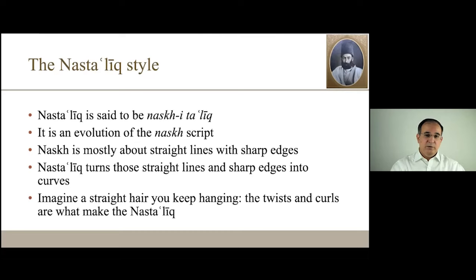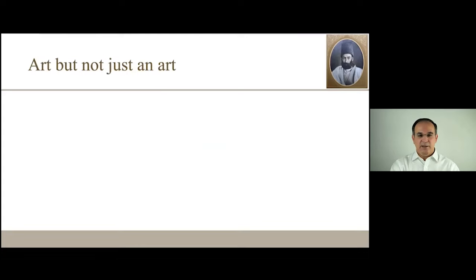Now, when we say Naskh Ta'liq, I've got to translate this for you. Ta'liq itself means being in suspension, hanging. So if you want to have an idea of how this looks, you can imagine a straight hair. Just hold the hair in your hand and keep it hanging. And if you twist it a little bit, you see the curls which are coming into it. So those curves and curls that you see in it are basically the idea of ta'liq. When you keep it in suspension, it creates those curves in it, which is why they call it naskh ta'liq, and over time it has been turned into Nastaʿlīq.